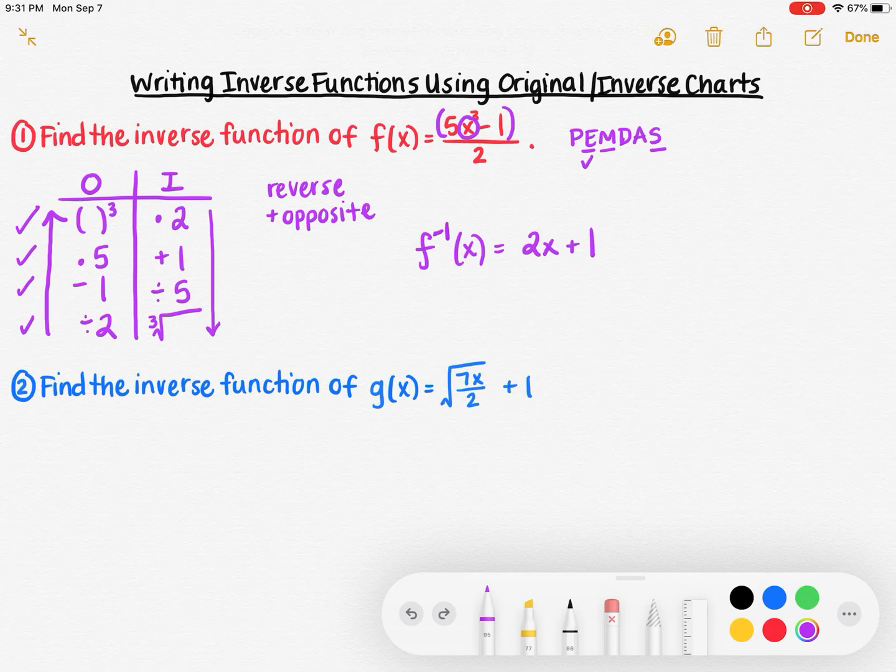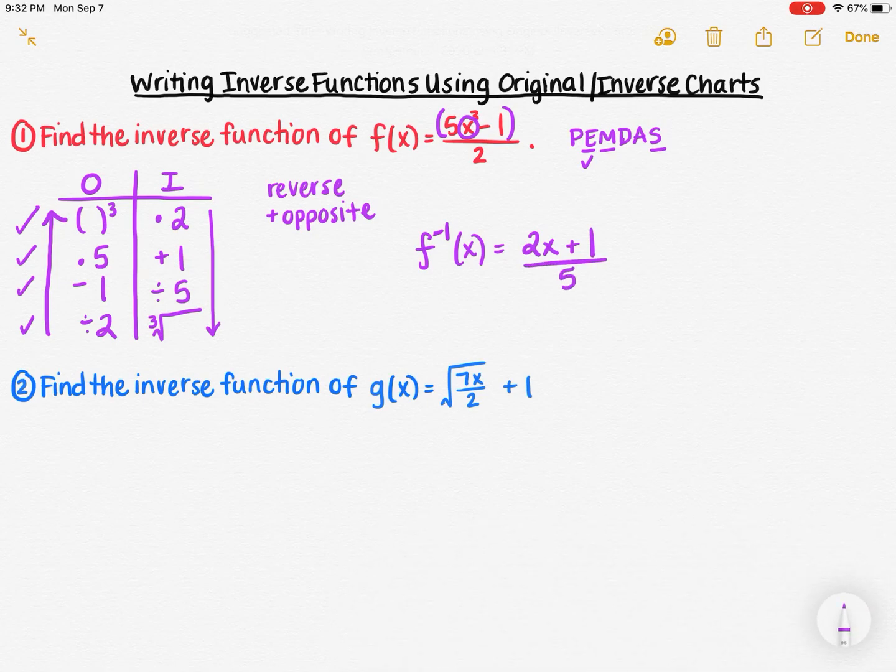So I added 1 to the whole 2x. Now I'm dividing the whole thing by 5. So I need to make sure that fraction bar extends all the way under everything I've written. And then finally, I need to take the cube root of what I have here. Now again, don't just take the cube root of the numerator. We need to take the cube root of everything we have. So we need to make sure this cube root is very obviously extending over the entire fraction. And so that's our inverse function.